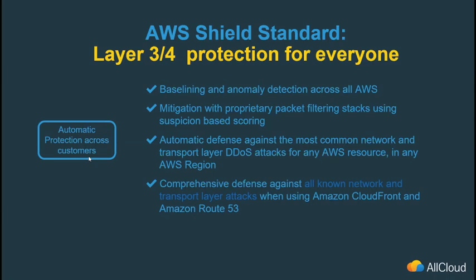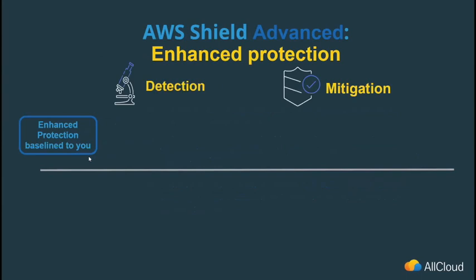However, some customers need more than that. They would need protection that is baselined to their specific application. So here comes Shield Advanced. You can choose to upgrade to Shield Advanced for individual resource protection. This introduces expert level DDoS detection and mitigation capabilities without making any changes in your networking. The backend security itself is upgraded automatically. There's no changes on your side.